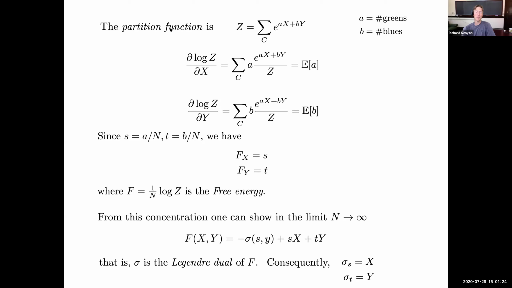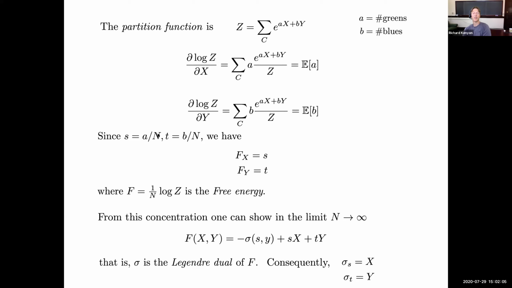So let's remember that the partition function of this model, if I have a fixed torus, just like Hugo did, is the sum of all configurations of the weight of the tiles, which in this case is going to be e to the ax plus by, where a is the number of green tiles and b is the number of blue tiles. That's the partition function, the total weight of all configurations. And notice that if I differentiate log z with respect to x, I will pull down an a and divide by z. This is just going to be the expected number of green tiles. And similarly, if I differentiate log z with respect to y, I get the expected number of blue tiles.